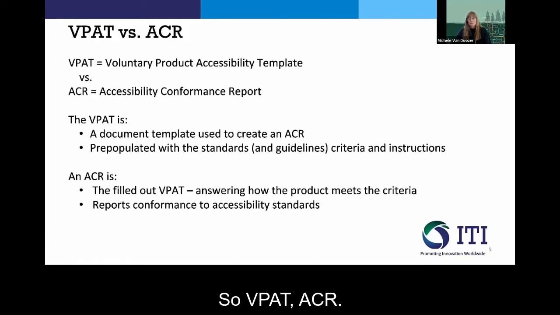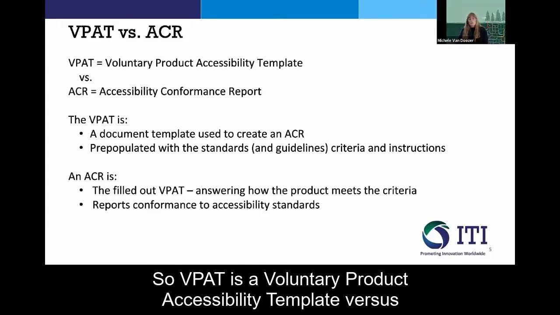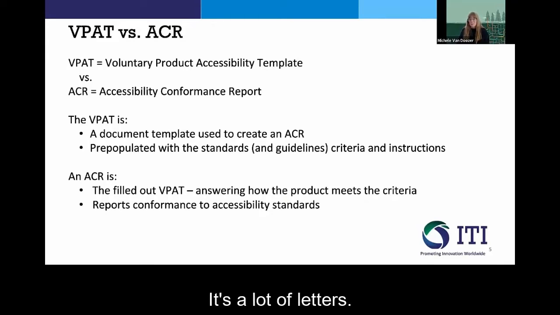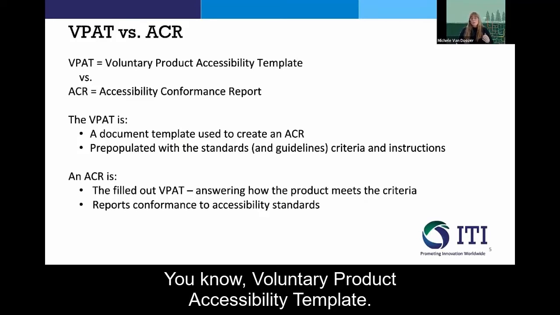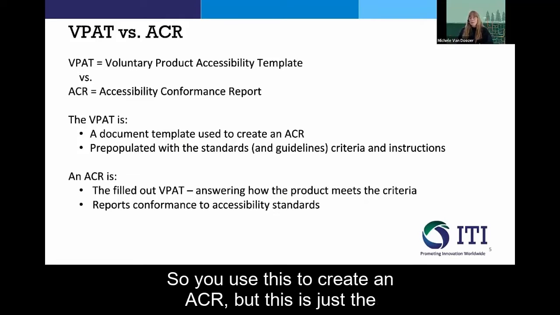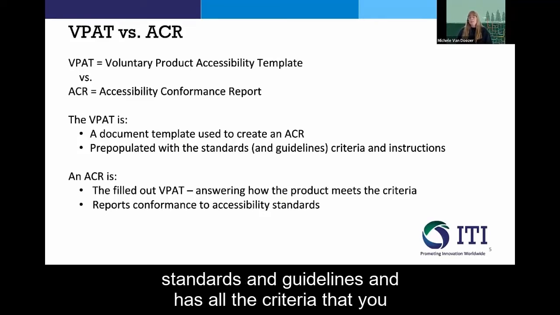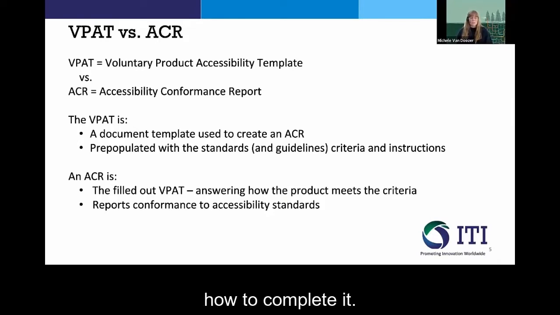So VPAT, ACR, I've already given those definitions, but let's go over it again. VPAT is the Voluntary Product Accessibility Template, versus the ACR, the Accessibility Conformance Report. It's a lot of letters. What do we mean by all of this? The VPAT is a document, the template. You use this to create an ACR, but this is just the template that is pre-populated with the standards and guidelines, and has all the criteria that you need to complete and instructions on how to complete it.